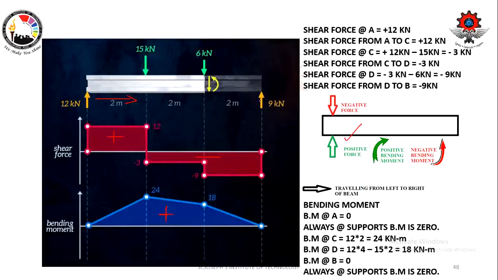You can also do it starting from the right to left. This entire thing will be the reverse. This downward force will become positive, upward force will become negative, clockwise will become negative, and anti-clockwise will become positive. You can either travel from the left hand side to the right hand side or from the right hand side to the left hand side. Both procedures are the same, and you will get the same answer. There will not be any change. You can do it in either format.